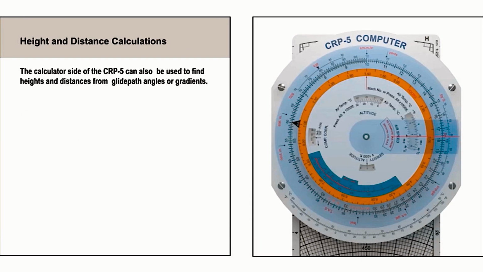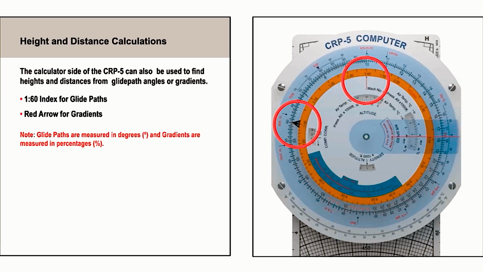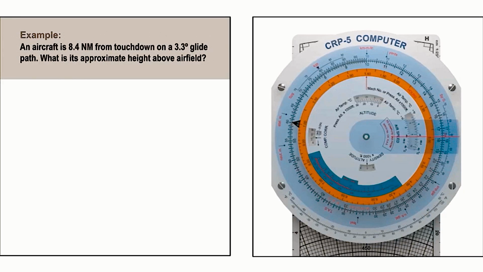The calculator side of the CRP-5 can also be used to find heights and distances from glide path angles or gradients. As before, we use the 1 in 60 index black triangle as an index for glide paths and the red arrow as an index for gradients. In this example, we wish to find out how high an aircraft is above airfield level if it is 8.4 nautical miles from touchdown on a 3.3 degree glide path.